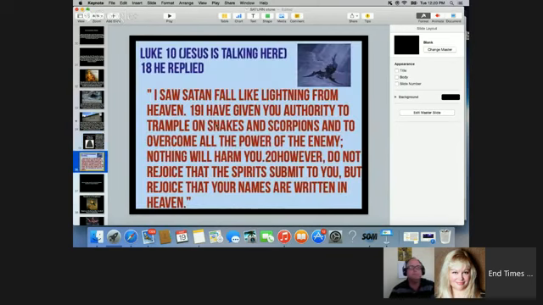Luke 10, Jesus is talking here, and he said, "I saw Satan fall like lightning from heaven. I have given you authority to trample on snakes and scorpions and to overcome all the power of the enemy. Nothing will harm you. However, do not rejoice that the spirits submit to you, but rejoice that your names are written in heaven." And these are the people that have given their lives to Jesus Christ, and they believe in him and have asked him to come into their heart.